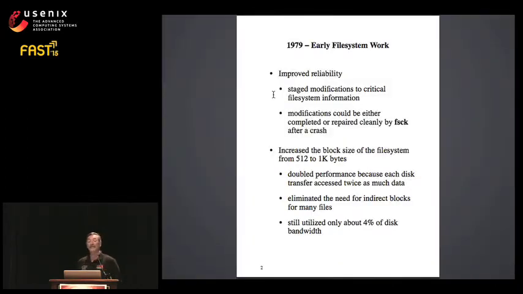At any rate, the first thing that we did after getting the reliability was to increase the file system block size from 512 to 1K. And it immediately doubled the performance because, as I said, the throughput was a function of how many seeks you had to do. So if you cut the seeks in half, you nearly double the performance. It also got rid of the need for indirect blocks for a lot of files because most of the files are small. But it still utilized about 4% of the disk bandwidth. Now, disks at that time were so much faster than the CPUs and the main memories that that was sort of good enough. But obviously, it's a problem that is ripe for improvement.